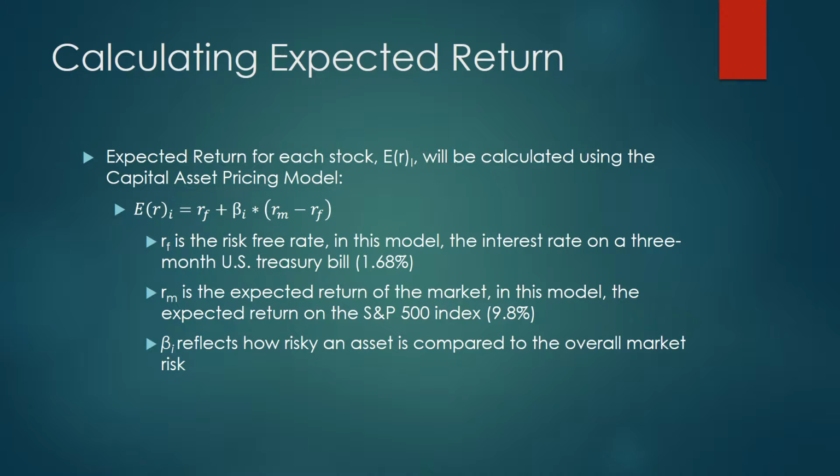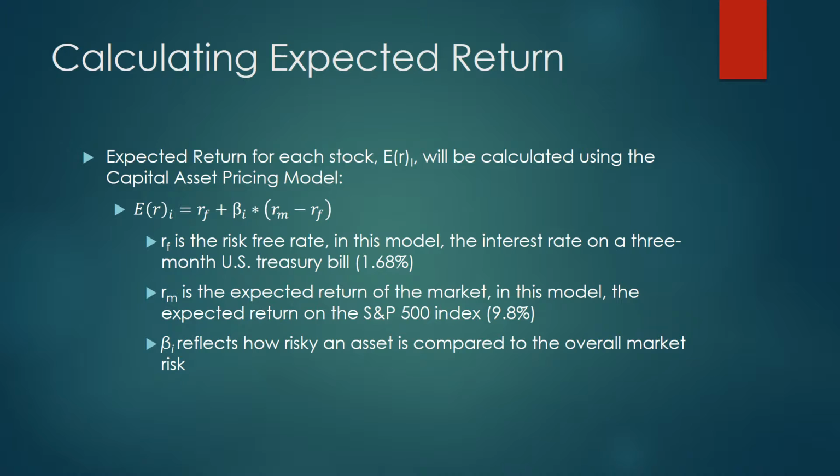The first thing I had to do is calculate the expected return for each stock, or E of R. To do this, I used the capital asset pricing model, or CAPM, which is a commonly used asset pricing model. The formula is listed below. RF is the risk-free rate. In this model, I used the interest rate on a 3-month U.S. Treasury bill, which is normally used as a very safe but low yield investment.